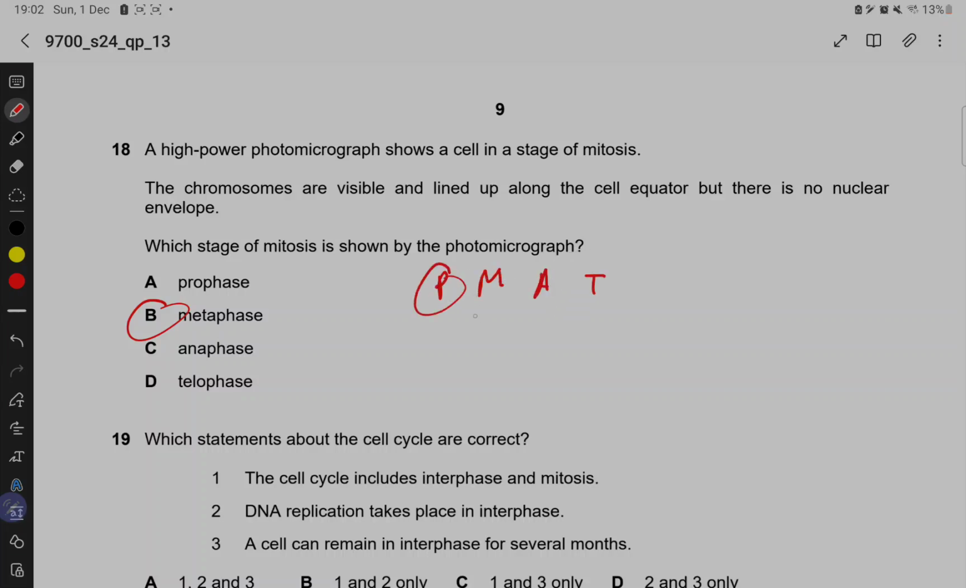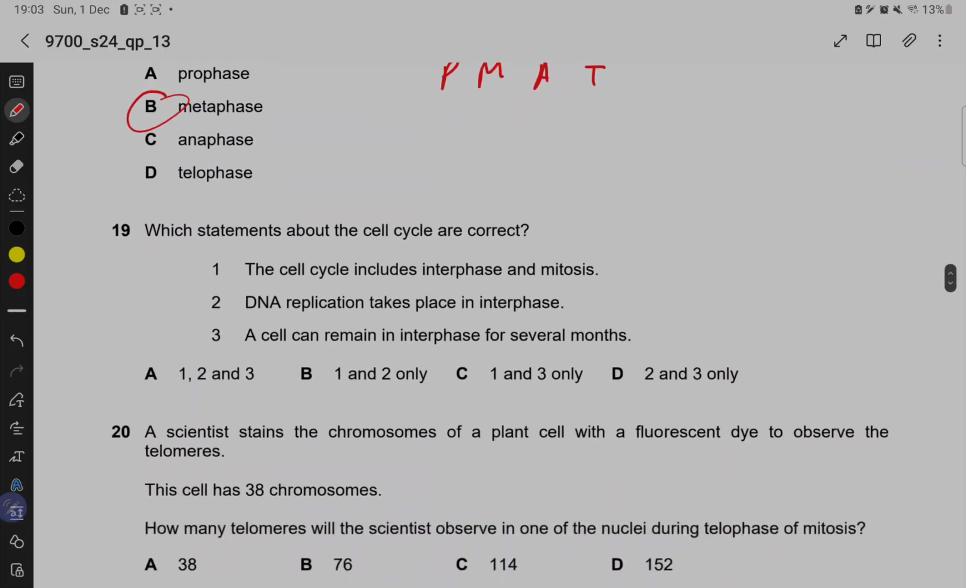This is where they're condensing, where you lose your nuclear envelope. Metaphase is the lining up. Anaphase is where they're being pulled apart, and telophase is when they're gonna form. It goes from like this to something like this. They're gonna split apart. B is the answer.